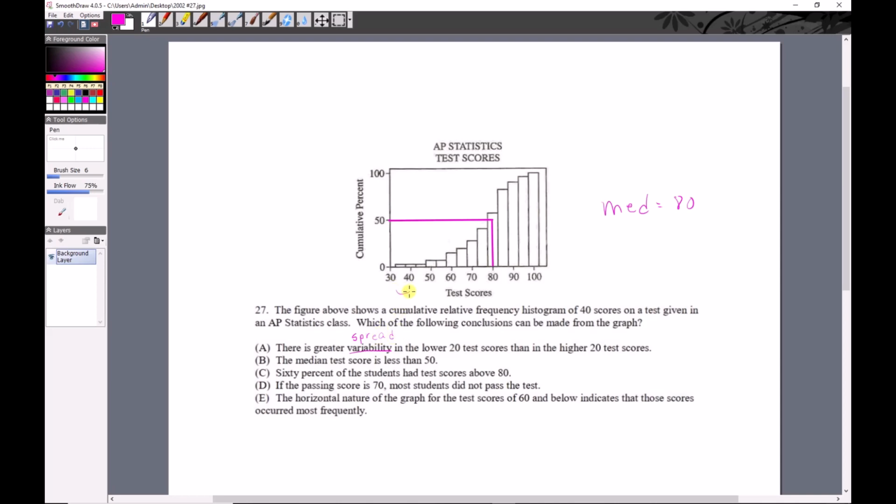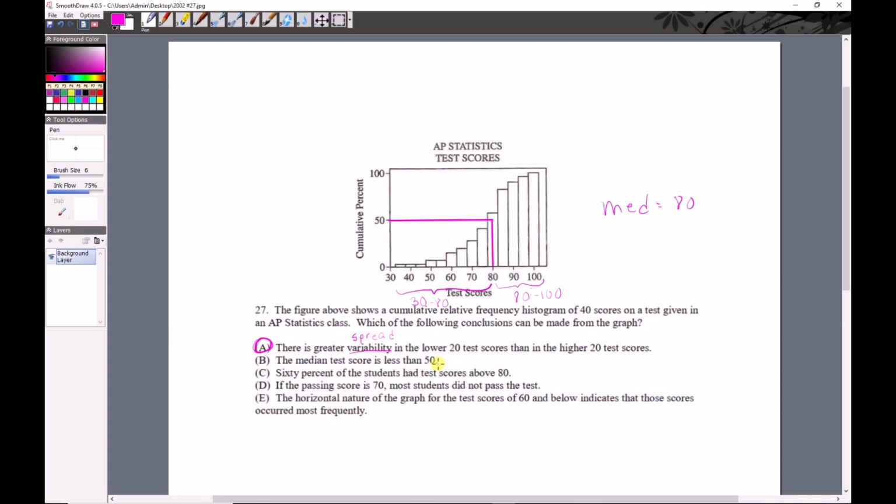So if you look down here, we have got 20 test scores from the beginning up to 80, and that's going to give you a range of 30 to 80 as far as scores go. And then you've got another 20 test scores up here, but they only range from 80 to 100. So that's a spread of 20, but that's a spread of 50. So A is correct. There is actually a greater variability in the lower test scores. Let's check the other ones.